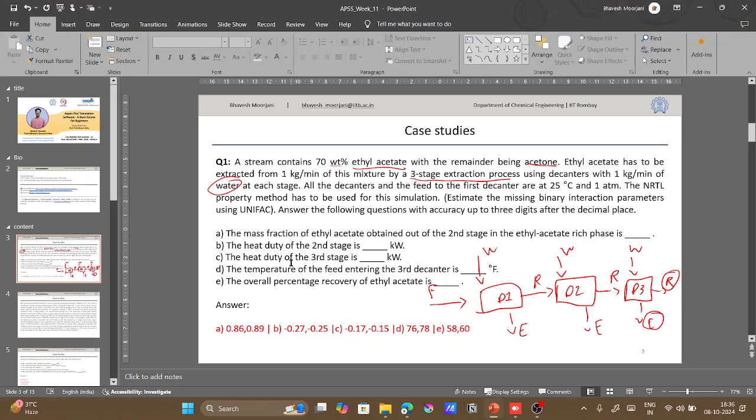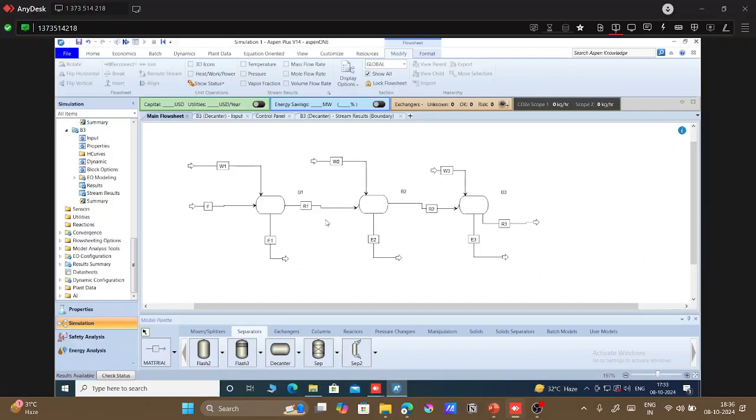Now some of the questions that have been asked to us: mass fraction of ethyl acetate obtained out of the second stage in the ethyl acetate rich phase. The second stage is this B2.